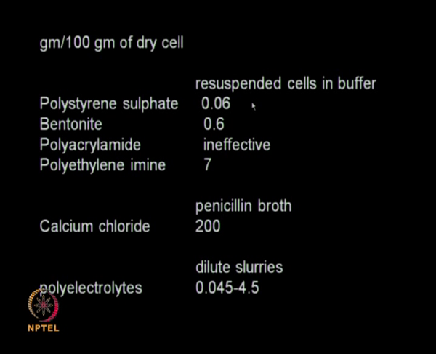If it is resuspended cells in a buffer, you see that again the quantity of polystyrene sulfate and bentonite changes, but polyacrylamide is ineffective. If it is a penicillin or an antibiotic based broth, then we can use calcium chloride, and if it is dilute slurries we can use polyelectrolytes. Generally polyacrylamide is very good for water treatment plants. You know, we have very fine suspended particles, and it leads to nice flocks by using polyacrylamide type of material.